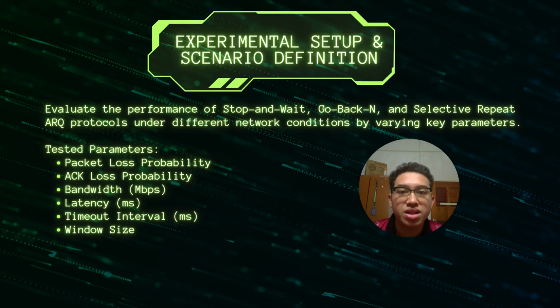The reason we're doing the experimental setup is because we want to evaluate the performance of stop and wait, Go-Back-N, and selective repeat ARQ protocols under different network conditions by varying key parameters. The tested parameters are packet loss probability, ACK loss probability, bandwidth, latencies, timeout interval, and window size.